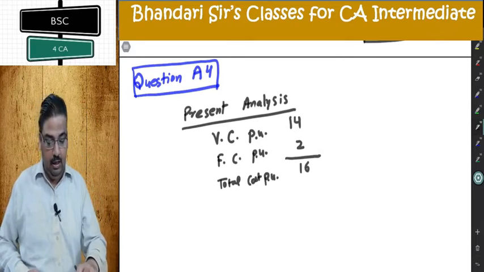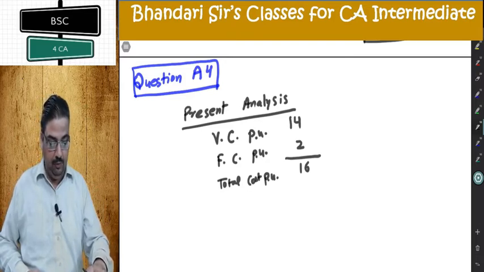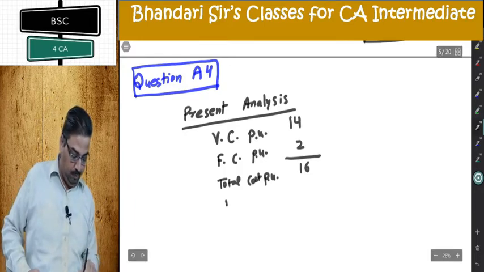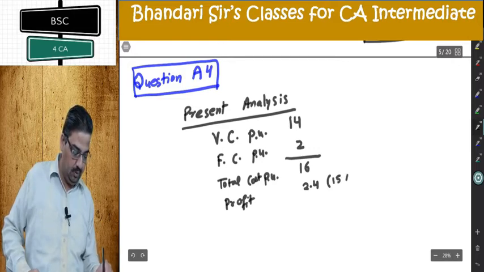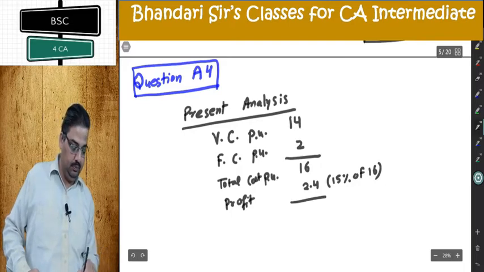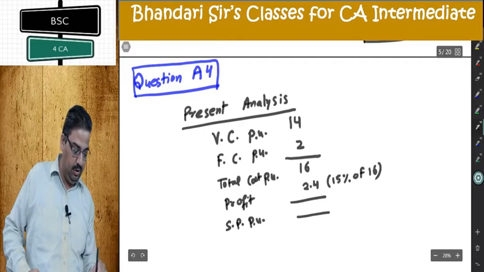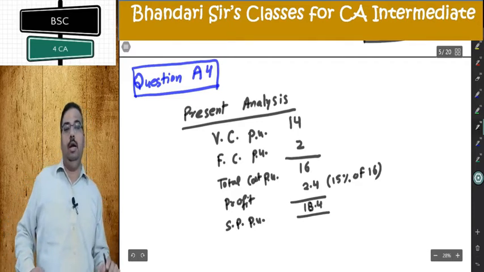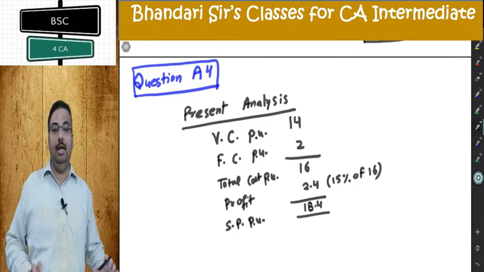They are wanting profit of 15% on this cost. So profit, if I add 2.40, 15% of 16, what I get? Selling price per unit 18.40. 18.40 per unit is selling price per unit.